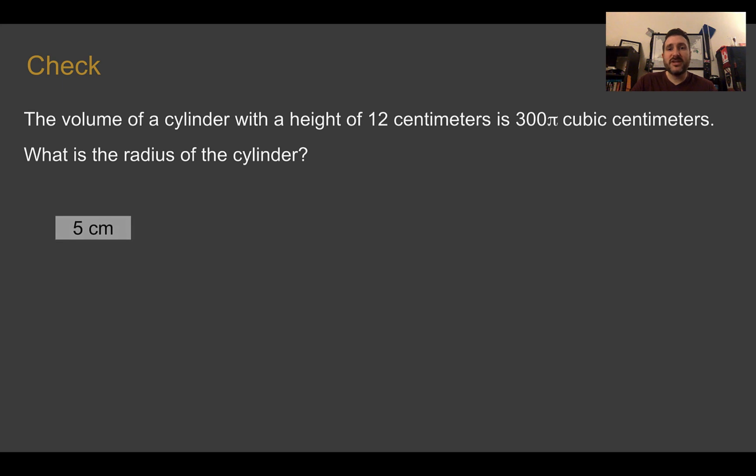Check your answer. You should have said that the radius is 5 centimeters. So if we plug in, we have volume equals, and we want a cylinder, so we're going to use pi r squared h. This time I need to figure out r, so it's going to be slightly different, but still pretty similar. Our volume was 300 pi. We don't know our radius, so that stays r, but we do know that the height is 12. If we divide both sides by 12 and by pi, then we end up with 25 is equal to r squared.